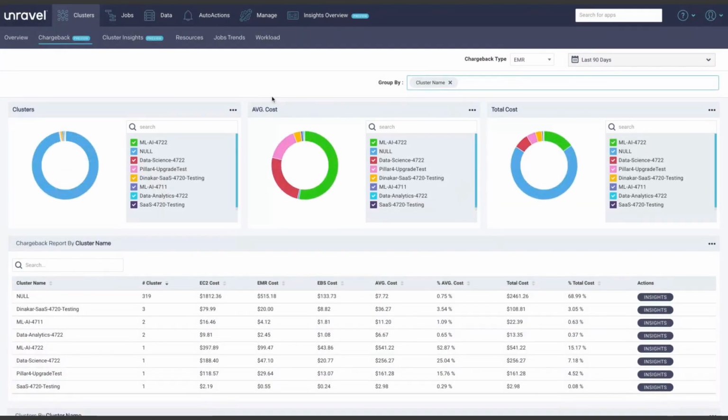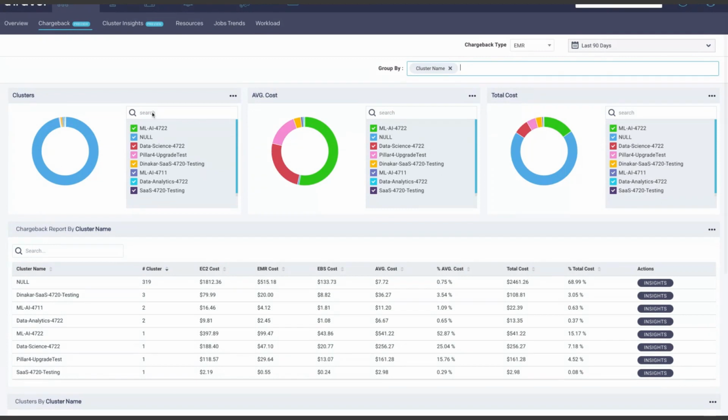And when you look at the cluster names, you can see we've identified a number of different clusters here, and you can see the usage in which they're being used. Obviously, our machine learning cluster here dominates almost over 50% of the cost in the cluster, followed by the data science cluster, and then the upgrade test cluster. And so you can not only break it down by the average cost, but you can also take a look at it from the overall cost as well.